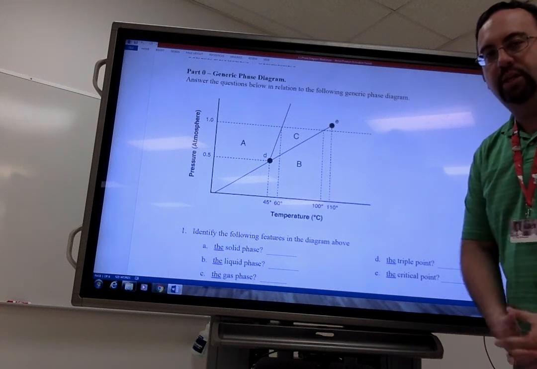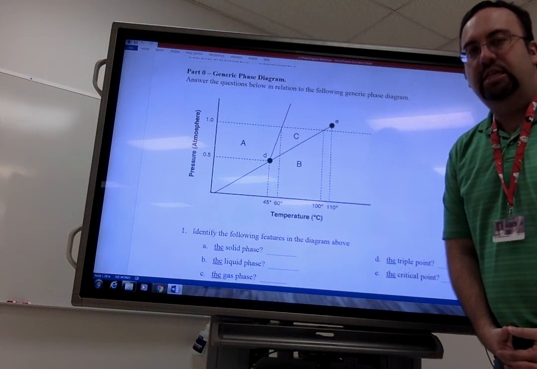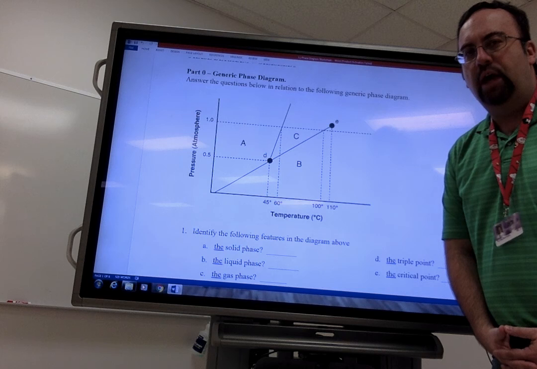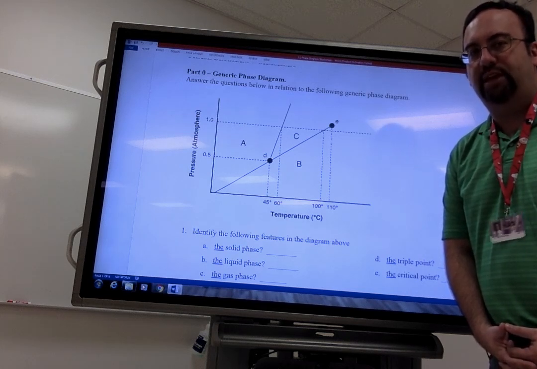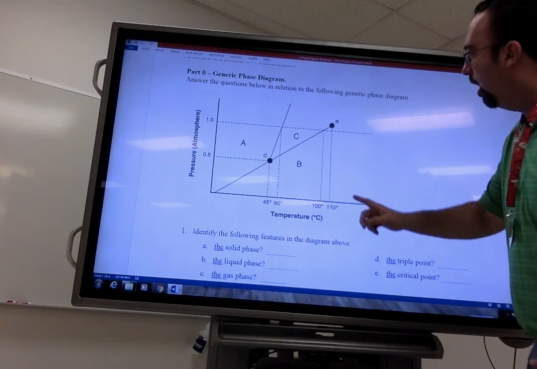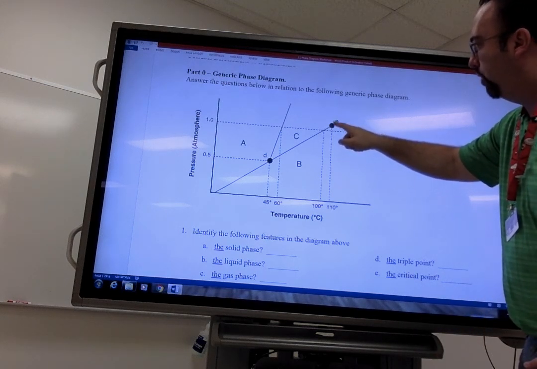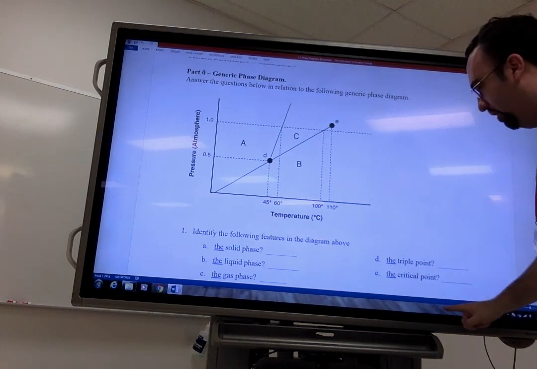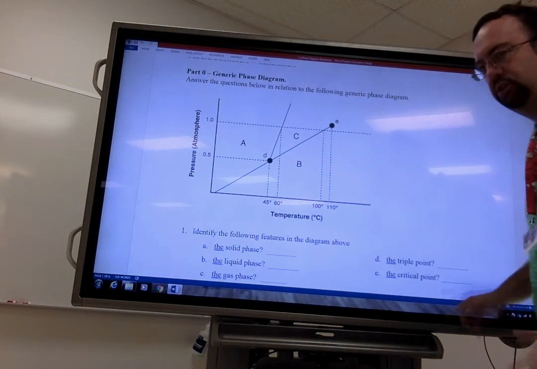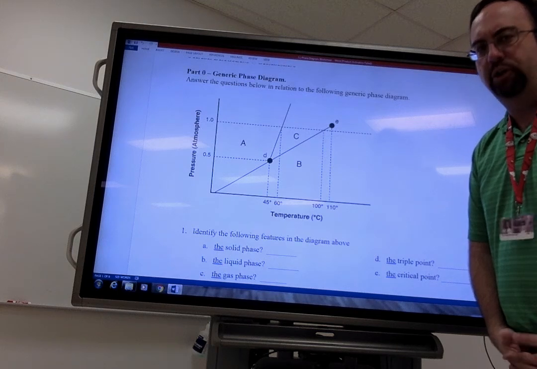The critical point, as we talked about yesterday, deals with the pressure beyond which you can no longer cause the gas to go into a liquid phase. If we look, we're going to see that point E is the critical point. So go ahead on your sheet and put down E for E. And that is how we're going to identify this.